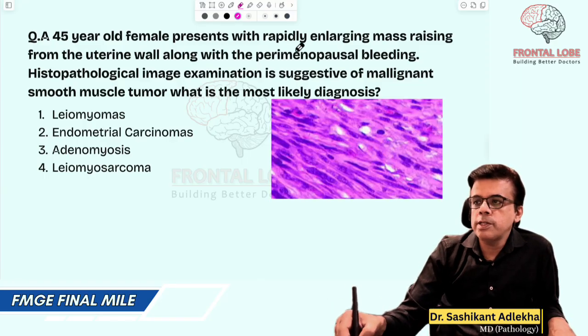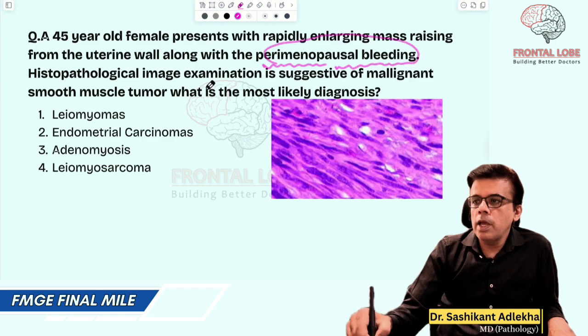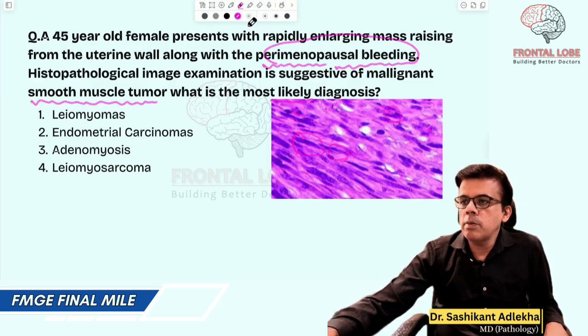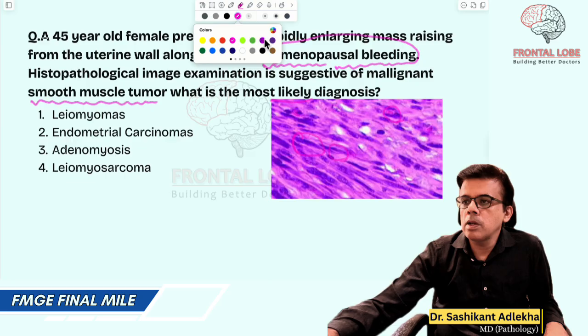A 45-year-old female presents with a rapidly enlarging mass arising from the uterine wall along with perimenopausal bleeding. Histopathological examination is suggestive of malignant smooth muscle tumor, which is the most likely diagnosis. Here you can see cells which are looking atypical. Atypical cells are being seen over here.